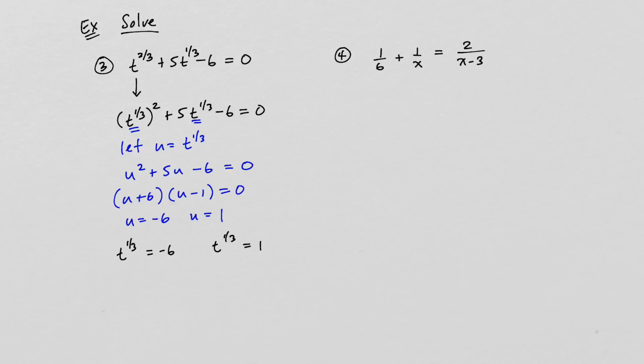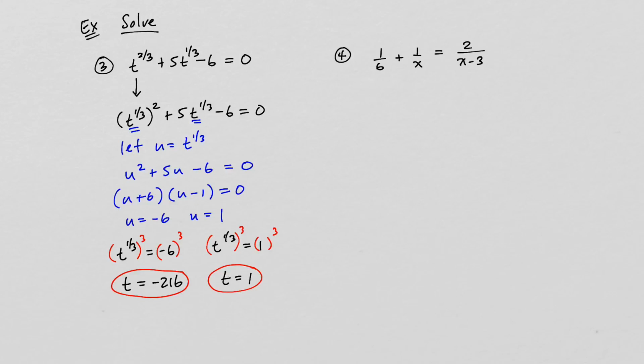Now, how do you solve for t if you have t to the 1/3? Well, remember, a 1/3 power is the same as a cube root. So if you want to get rid of a 1/3 power, you need to cube both sides. And so when you do that, you get t equals, and then -6 to the 3rd power is -216. Same thing for the other equation. Cube both sides, and you get t equals 1 to the 3rd power, which is 1. So we have two answers there.